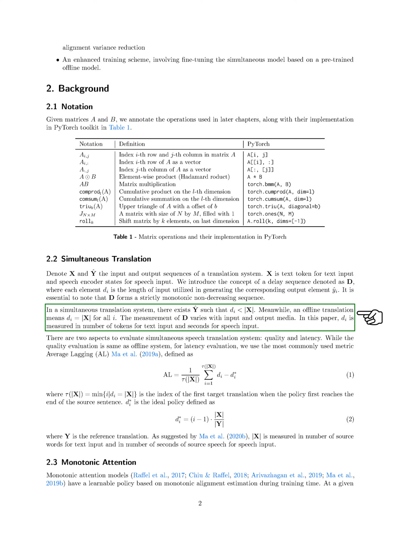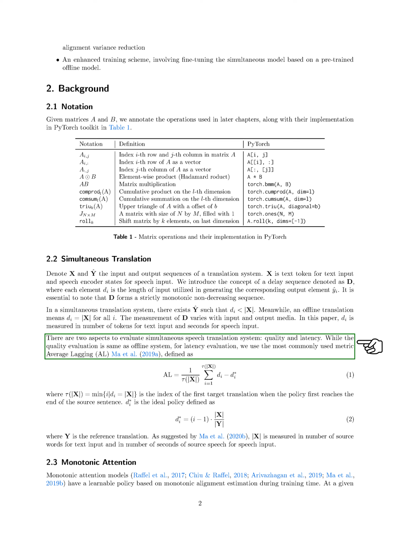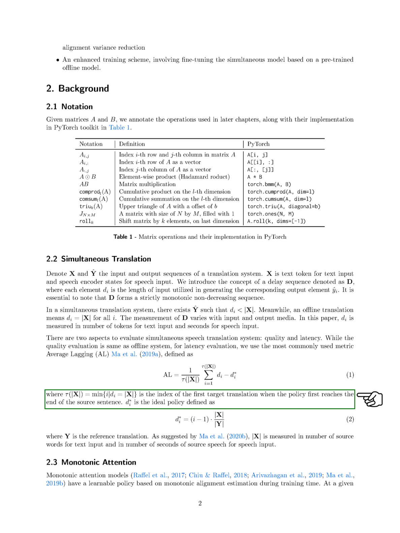In an offline translation, D_i equals the length of X for all i. In this paper, D_i is measured in tokens for text input and seconds for speech input. We evaluate simultaneous speech translation systems based on quality and latency. Quality evaluation is the same as for offline systems. For latency, we use a metric called average lagging, AL. This is the average delay between the time a word is spoken and the time it's translated.